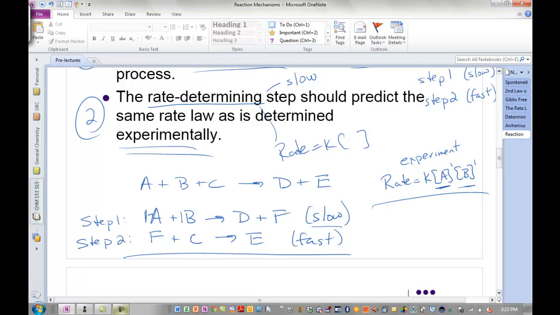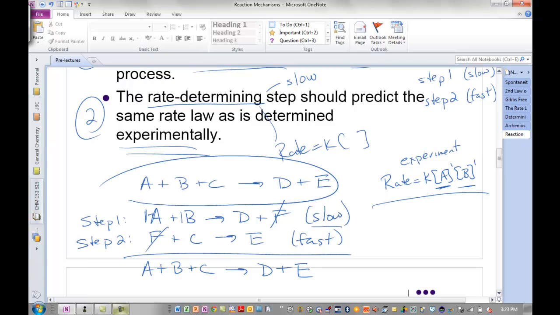And then you'll notice that F and F cancel out. And if you add these together, A plus B plus C goes to D plus E. So there's our first thing we have to do. Make sure our steps add up to the overall reaction. They do. And then the experimental rate law matches the rate law that I can write from the rate determining step.